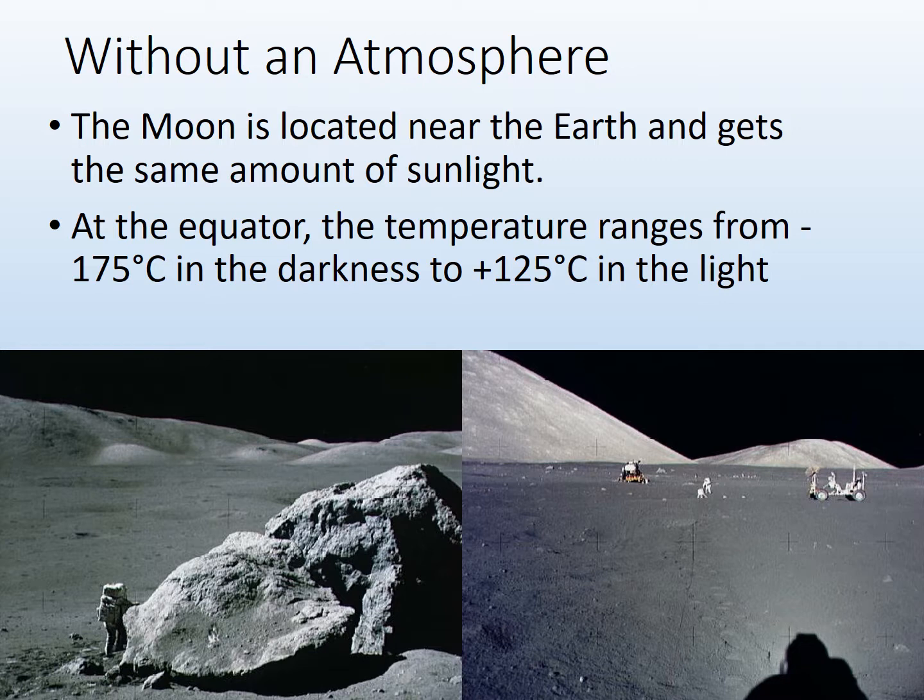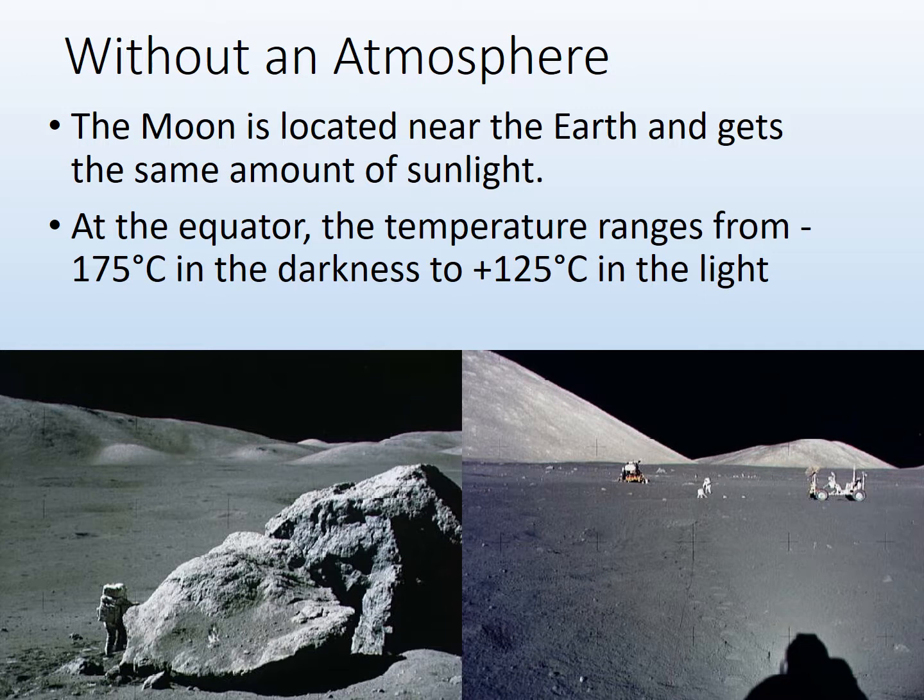So if you're standing on the moon at the equator, the temperatures are going to fluctuate wildly because there's no atmosphere that could capture that heat. If you were standing in the darkness, in the shadow of a rock or on the dark side of the moon, you'd be sitting in temperatures that are 170 below zero. However, as soon as you get hit by sunlight, you're going to heat up dramatically to about 125 degrees Celsius.